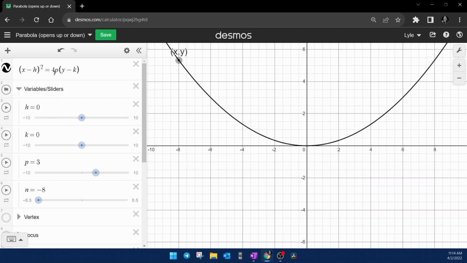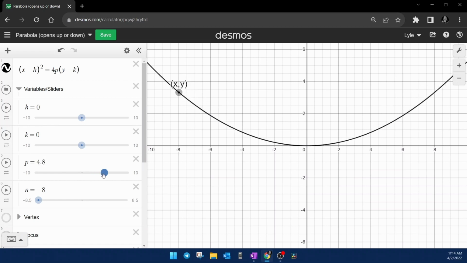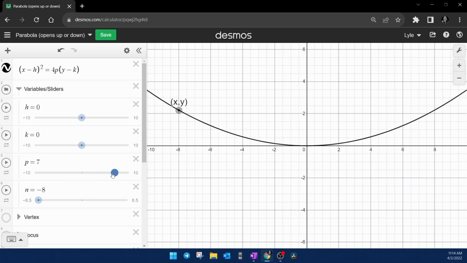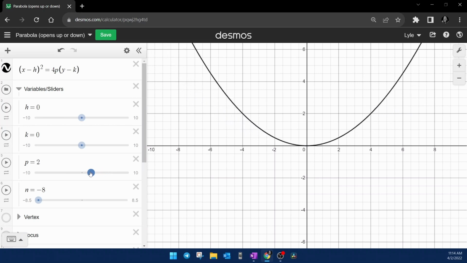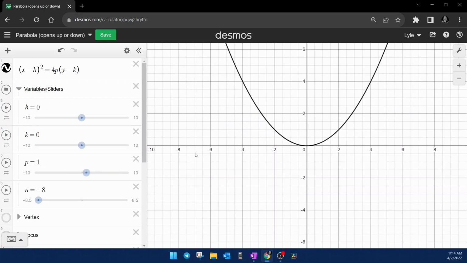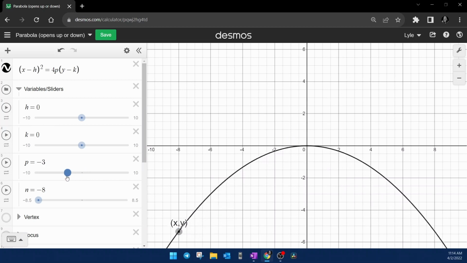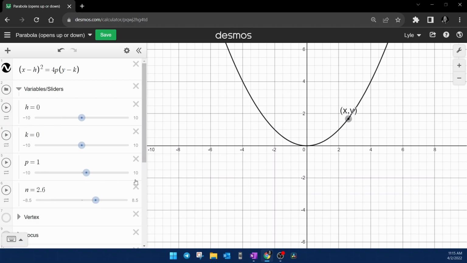The value of p, since it's the coefficient of y in this case, should change the amount of curvature. So if p increases, notice the parabola gets flatter, but then as p decreases, it gets skinnier. And notice that this correlates to our information chart. Notice when p is positive, our graph opens up, but as soon as we go negative, we see that the graph opens down.